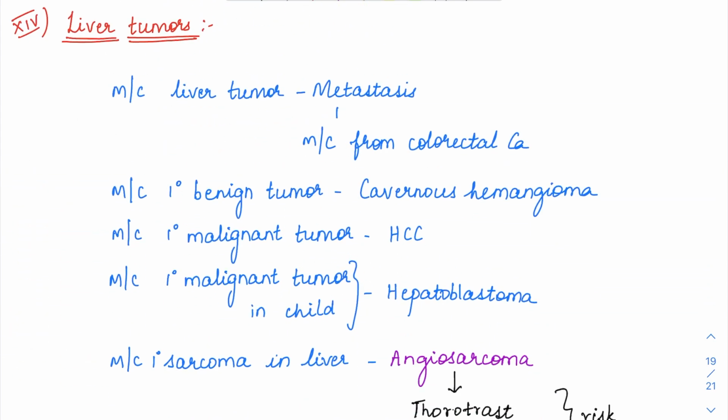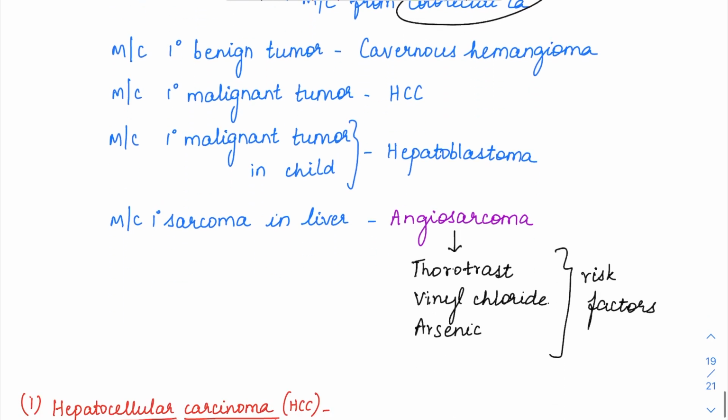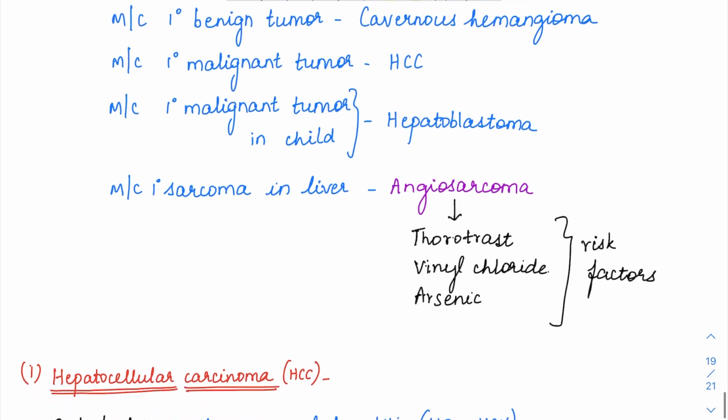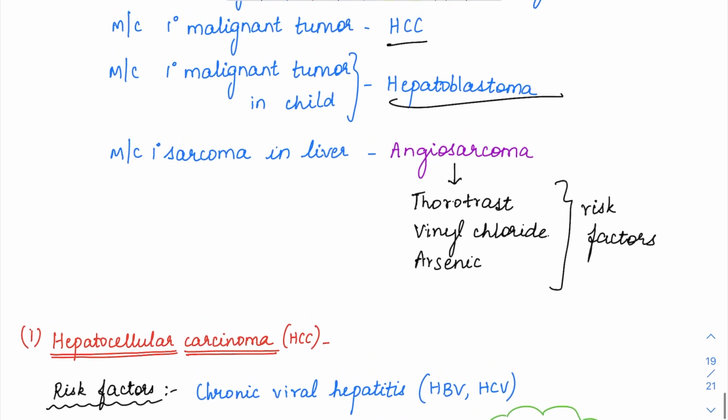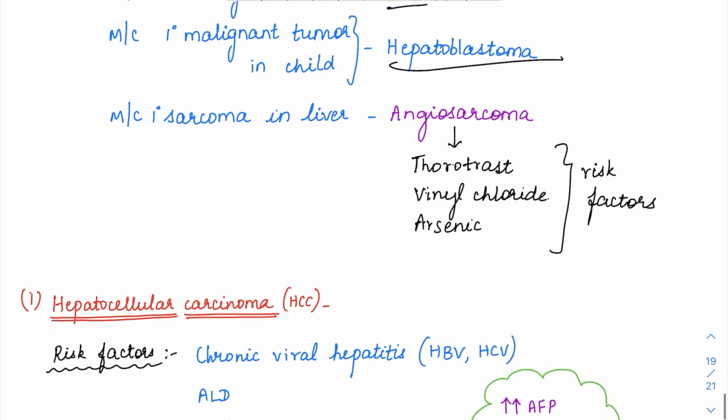So the most common liver tumors in general are going to be again metastasis, and the most common site from where metastasis comes is the colon. Okay. So the most common primary benign tumor will be a hemangioma, again a cavernous hemangioma. While the most common primary malignant tumor of the liver will be hepatocellular carcinoma, obviously, but in a child it is going to be hepatoblastoma. And the most common primary sarcoma, if they ask, is going to be angiosarcoma of the liver.